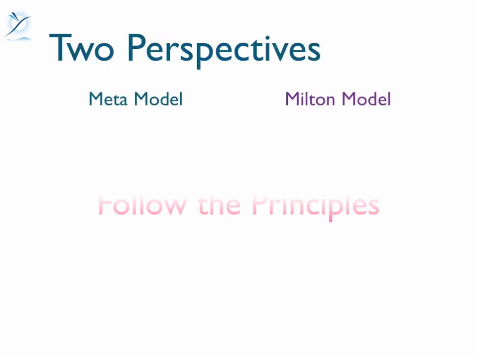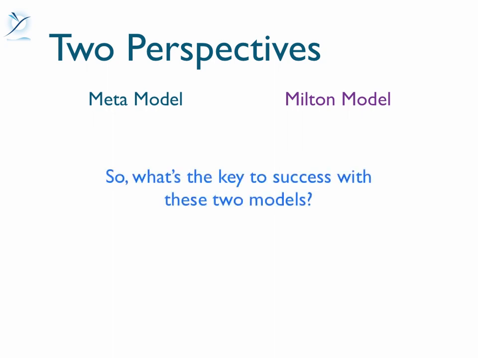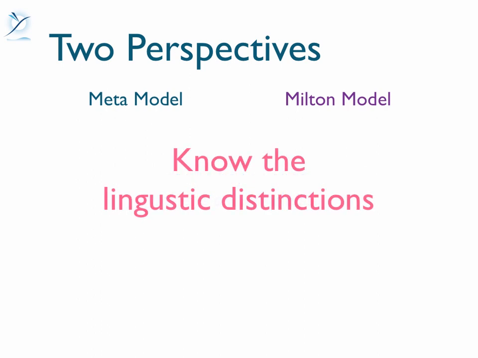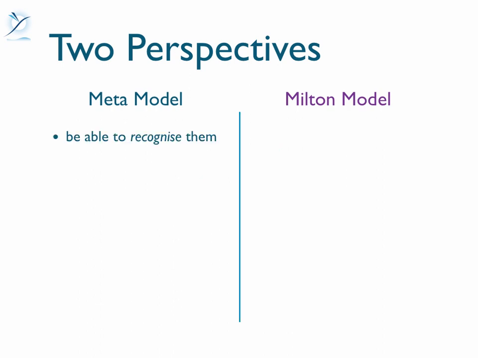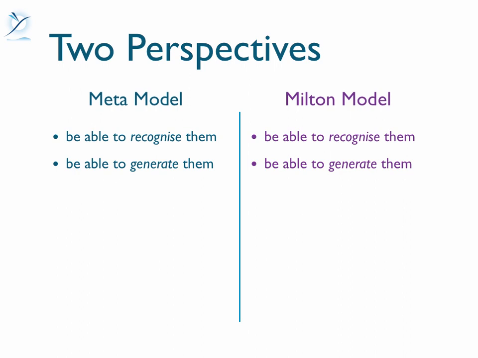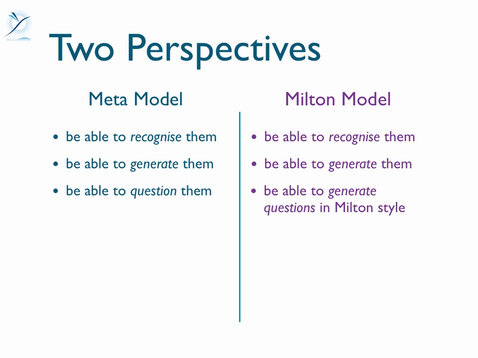And so with these two perspectives, meta model and Milton model, we ask ourselves, what's the key to success with these two models? Well, it's that. Know the linguistic distinctions. In the meta model, be able to recognize them. In the Milton model, be able to recognize them. Be able to generate them in both models of thinking. Be able to question them. Be able to generate questions in Milton's style.